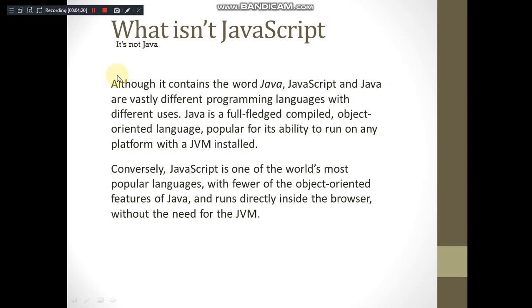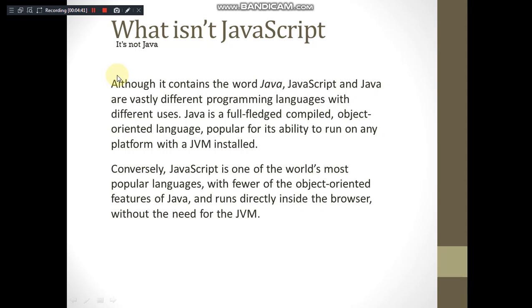So what is not a JavaScript? It's not Java. Although it contains the word Java, these are two totally different full-fledged programming languages with different usages. Java is a full-fledged compiled object-oriented language.